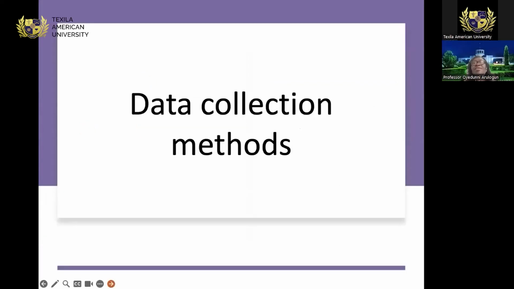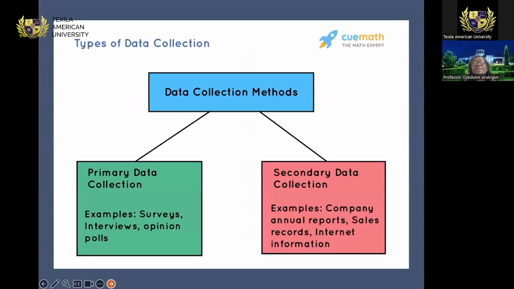So that takes us to data collection methods. In collecting data, we can either collect primary data or secondary data. And examples of primary data are our surveys, that is our questionnaire data, the interviews, different interviews that we carry out, opinion polls.